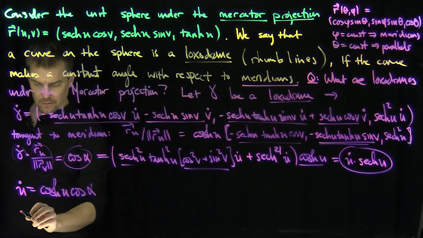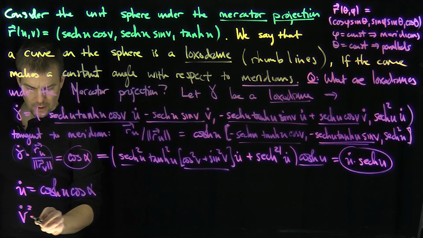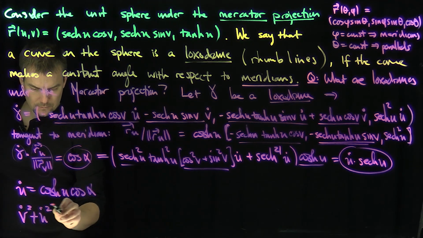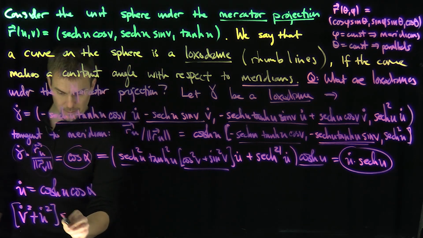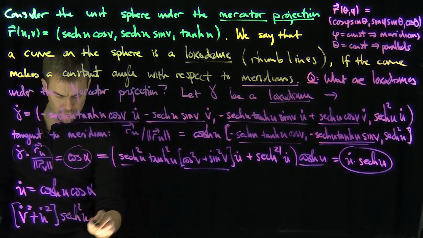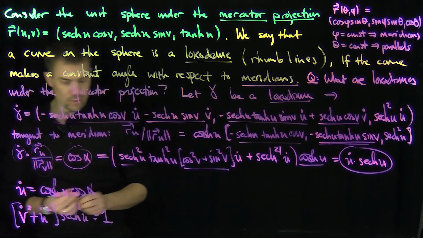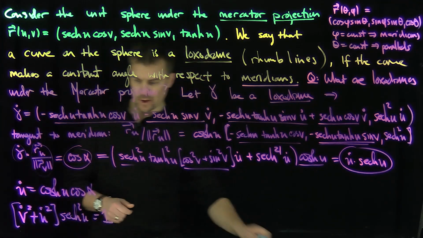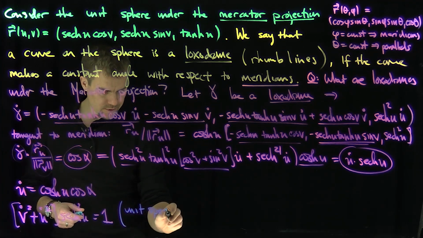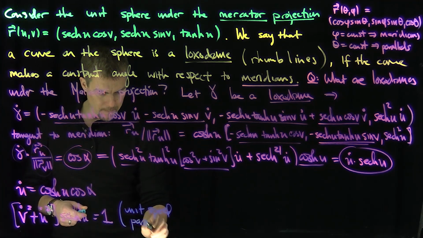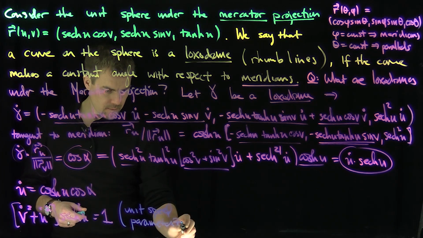Now we know that V dot squared plus U dot squared times the length, of course, hyperbolic secant squared of U has to be equal to 1. That's my unit speed parameterization assumption of the Loxodrome. Great.